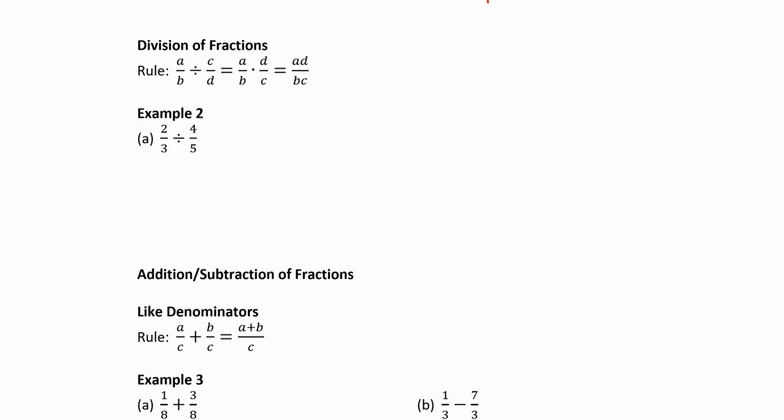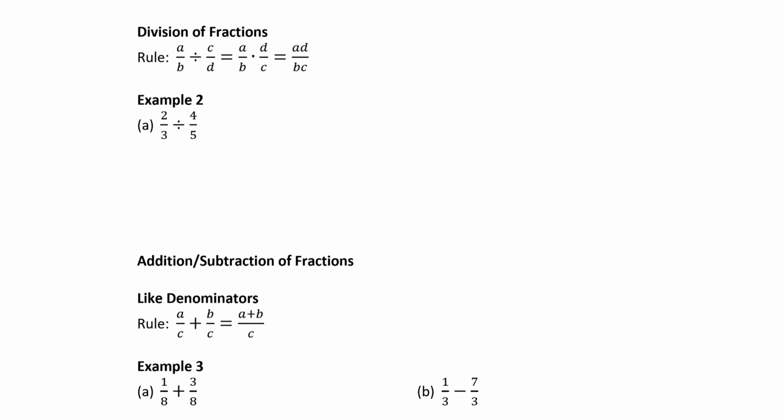Let's move on to division of fractions. Division is dependent on multiplication. When we divide fractions, we're going to make two changes. The first change is that we're going to change the operation from division to multiplication, and we're going to invert that second fraction. When we convert it to multiplication, then we know to multiply straight across the numerators and straight across the denominators. And as always, we need to reduce our answer.